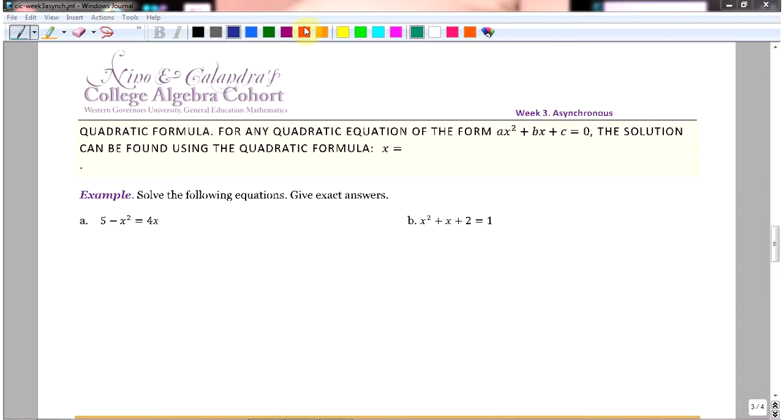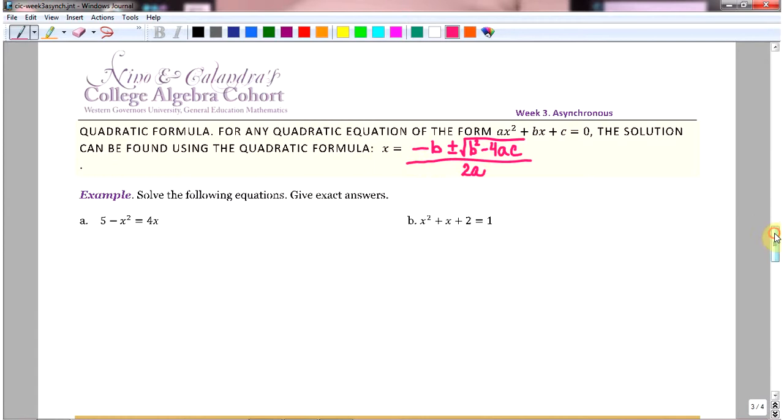And this is a formula you definitely want to make sure you have memorized. So x is going to equal the opposite of b plus or minus the square root of b squared minus 4 times a times c, all of that divided by 2 times a. So if you have trouble factoring, the quadratic formula is a way that you can always come up with your solutions as long as you remember your formula.